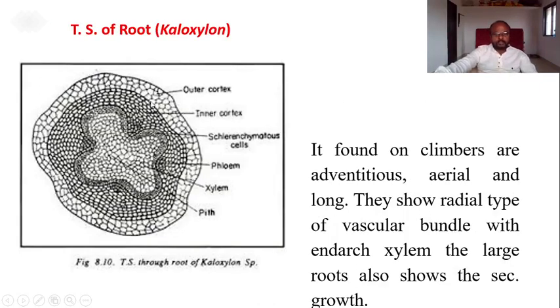So this is Calamoxylon, that is the root of Lyginopteris, described under Kaloxylon hookeri. When we take the transverse section of the root, it is adventitious, aerial, and long, and it shows a radial type of vascular bundle with endarch xylem, and the large root also shows secondary growth. So here this is the secondary growth of the root.